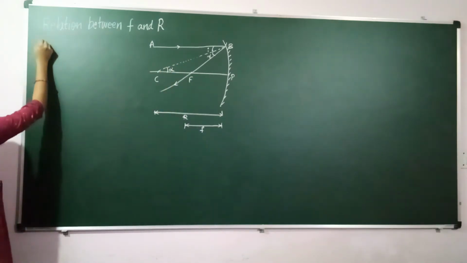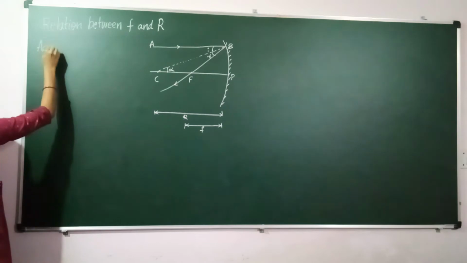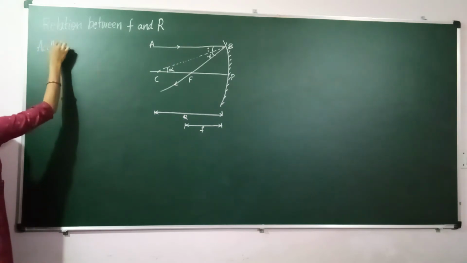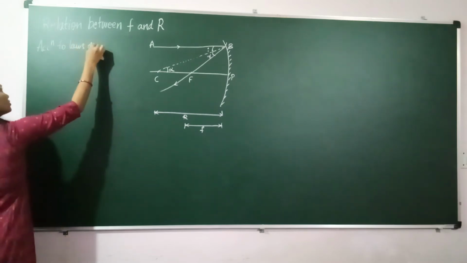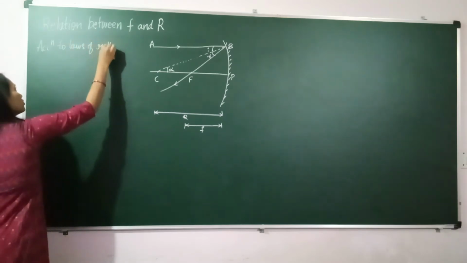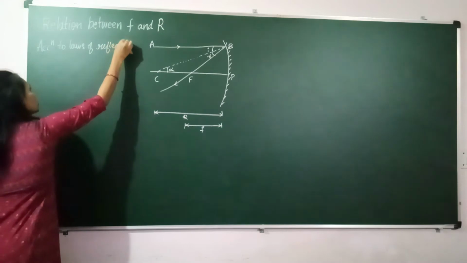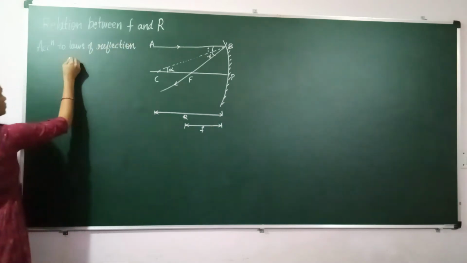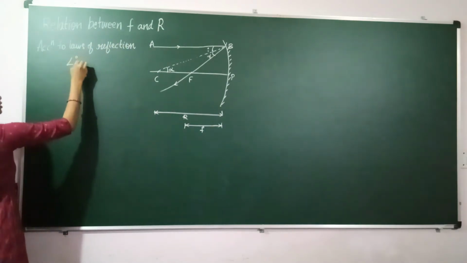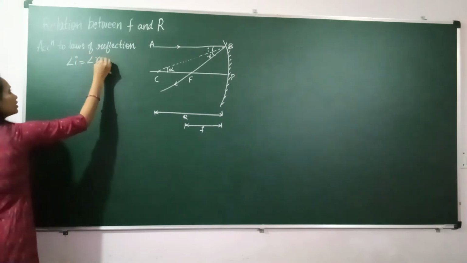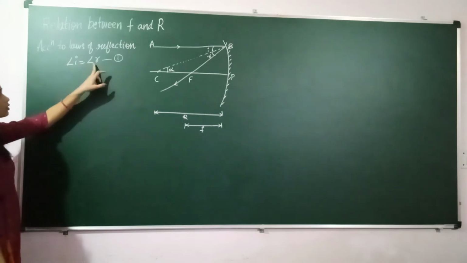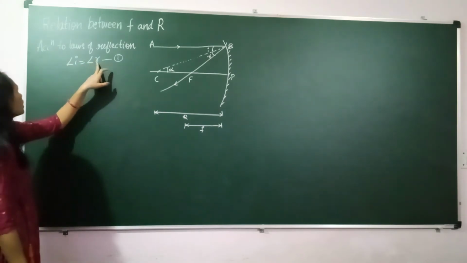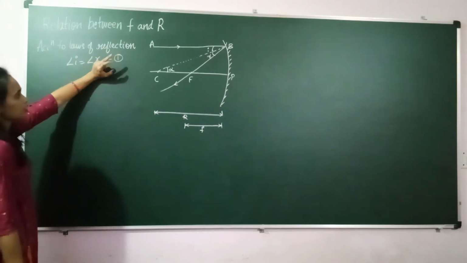Now, according to the laws of reflection, angle I is equal to angle R. So this is our first equation. We can write angle of incidence is equal to angle of reflection. This law we have studied in the laws of reflection.